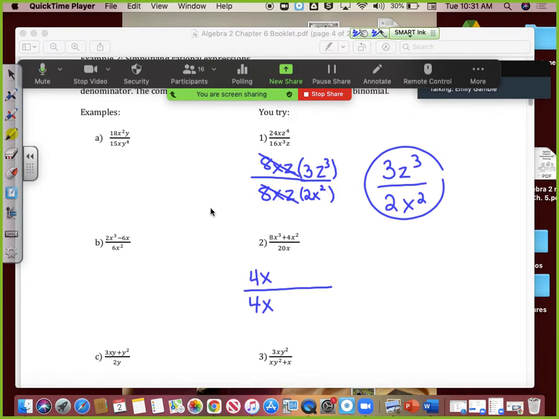Then rewriting everything you're left with, if I take a 4 from 8, I would have 2. And I'm taking 1x out of x to the 3rd power, and I'm left with x squared. Plus, I'm taking the 4 out of 4, I'm taking 1x out of x squared, and I'm left with x.